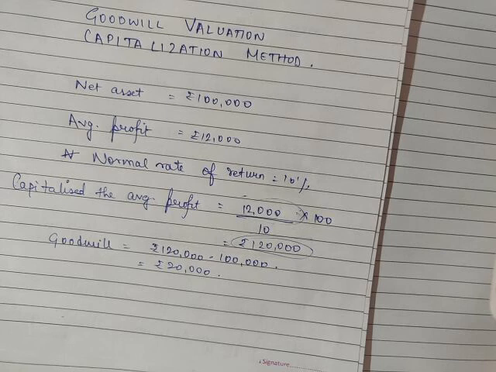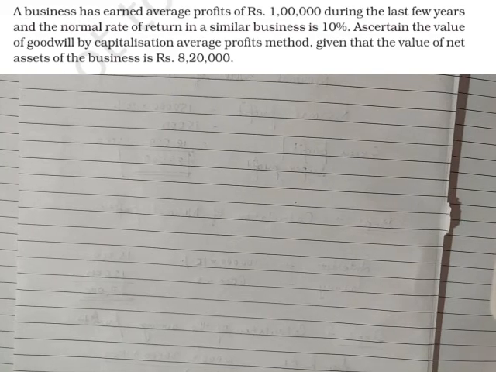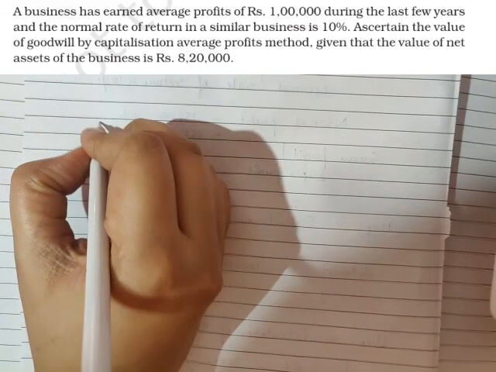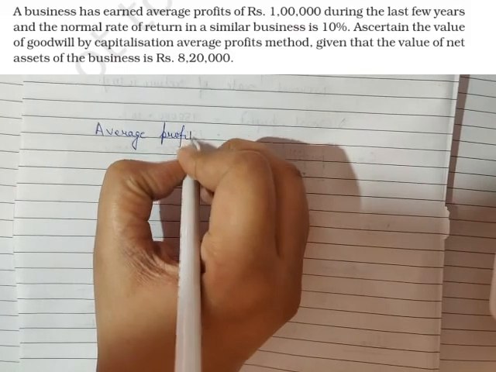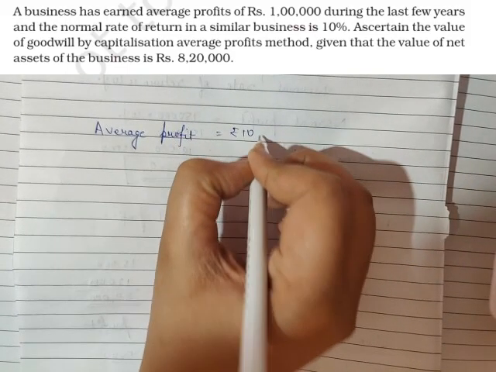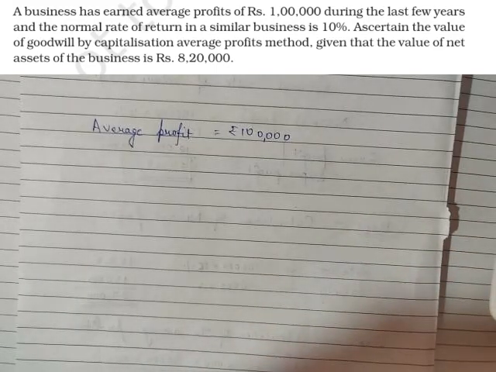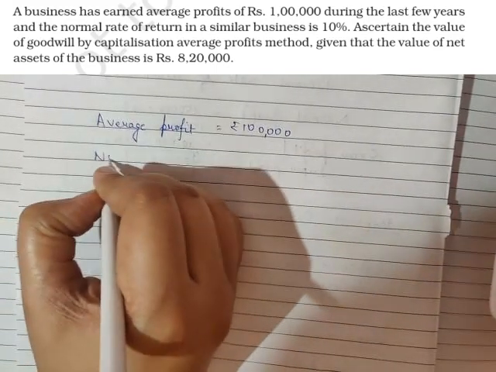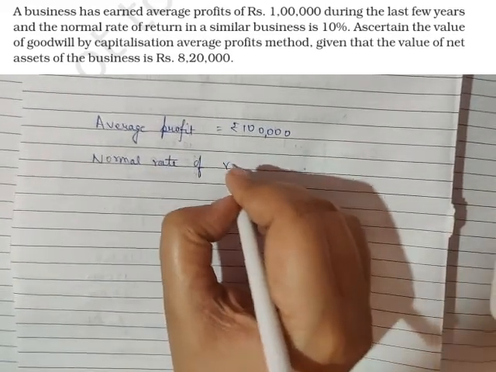Now let us look at a question for this method. So this is a very simple question. It says that the business has earned an average profit of 1 lakh rupees during the last few years. The normal rate of return is 10%.